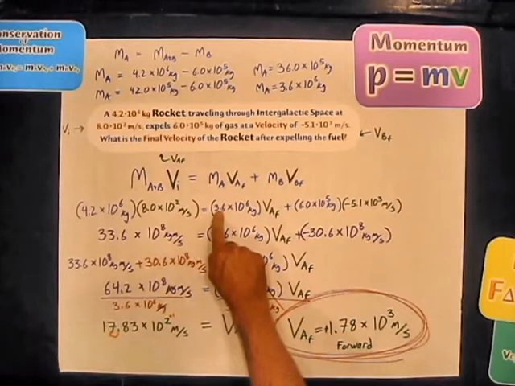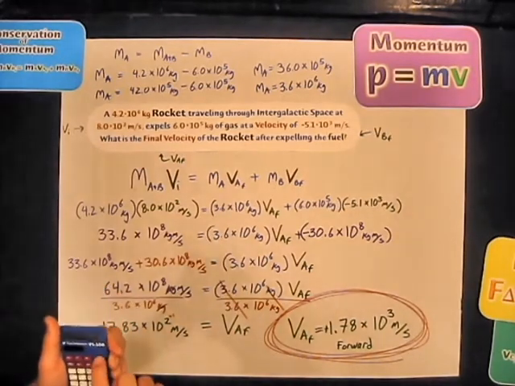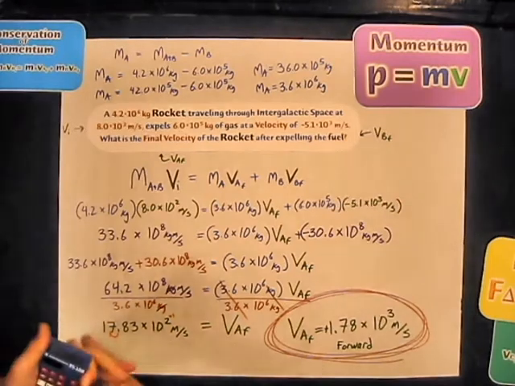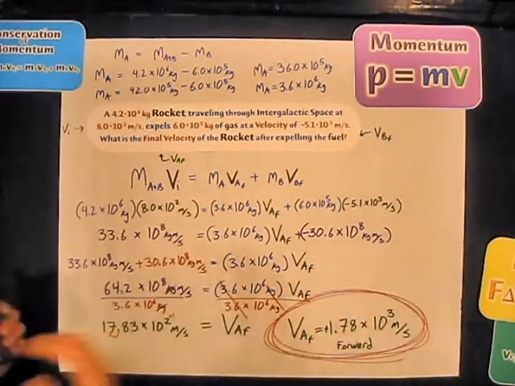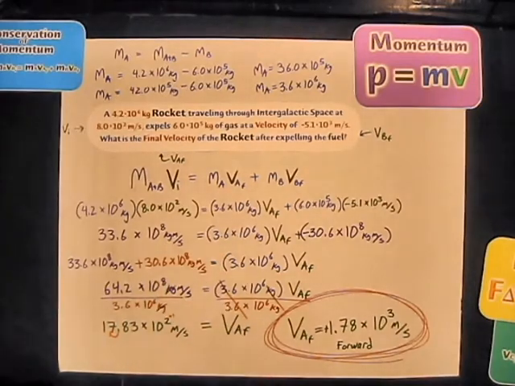It would have changed the result significantly. Let's see, what percentage would that change it? 4.2 divided by 3.6, that would have been a 17% difference, which is a significant difference in your answer, okay? So anyway, that's the first example.